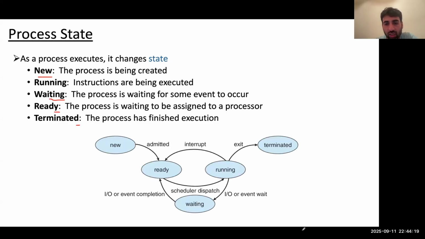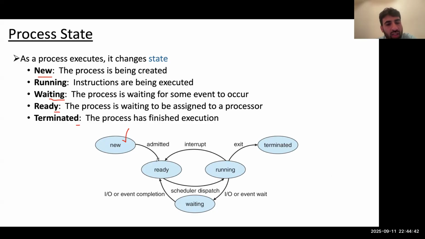So here we have the state diagram and transitions between the different states. Initially you create a process. At the time when you create it, it is assigned the state of new, and then from the new state it is admitted into the ready state, but it is not immediately allocated the CPU. It waits for its turn.